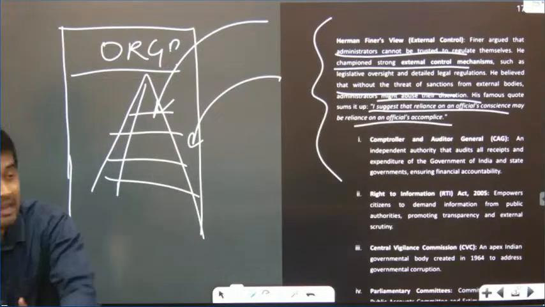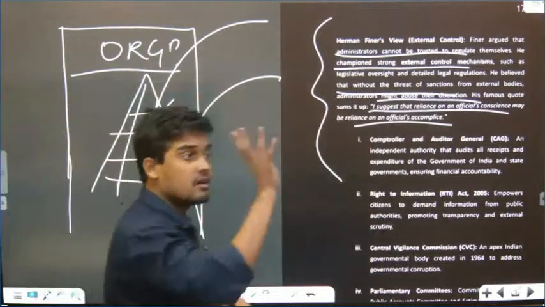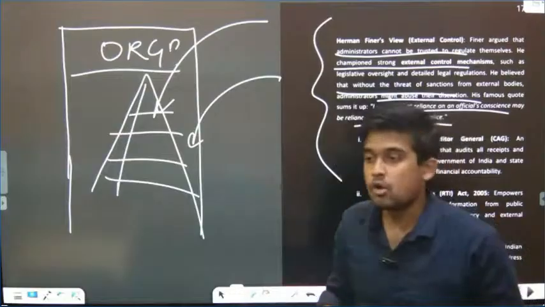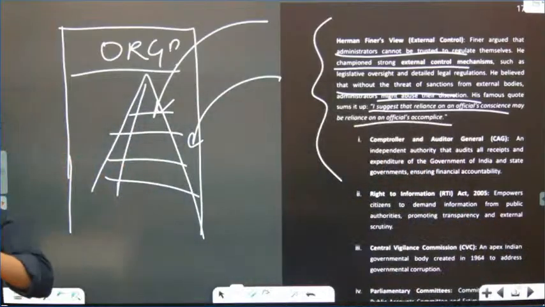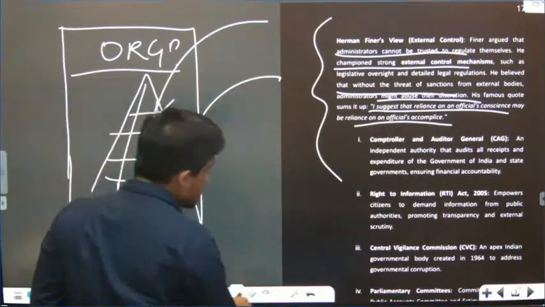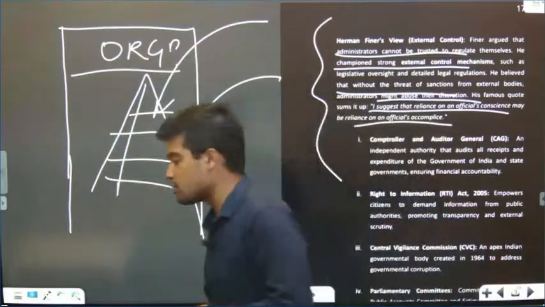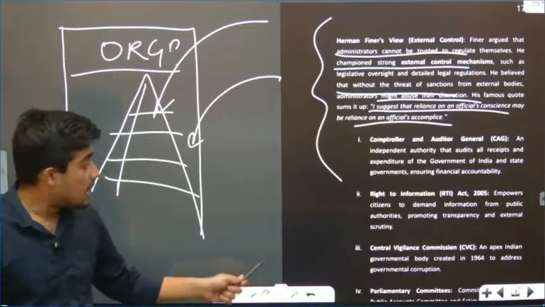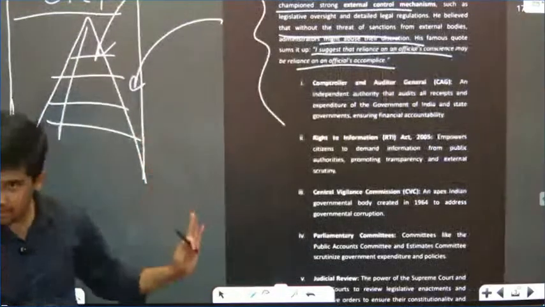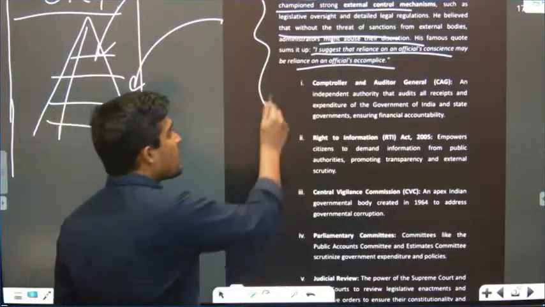So that is why Herman Finer was very much against internal control, and he says control should be from outside the bureaucracy. Any organization that we are talking about is a bureaucratic organization. That is our point of study. So, according to Finer, external control over administration, what all Indian examples do we have? Of course, understanding this theory of Herman Finer is important, but our answer requires these Indian examples.